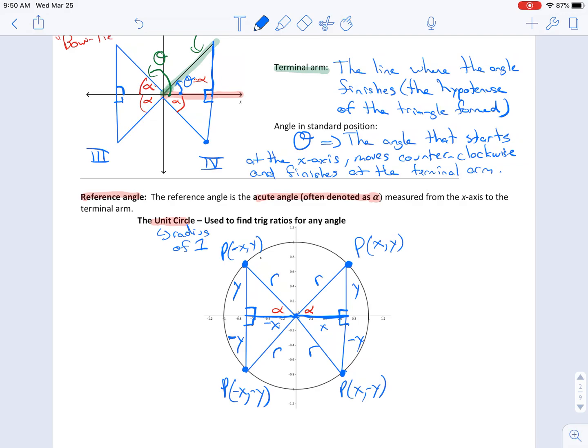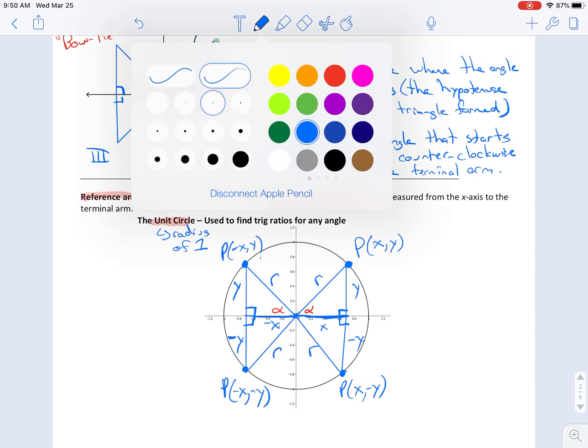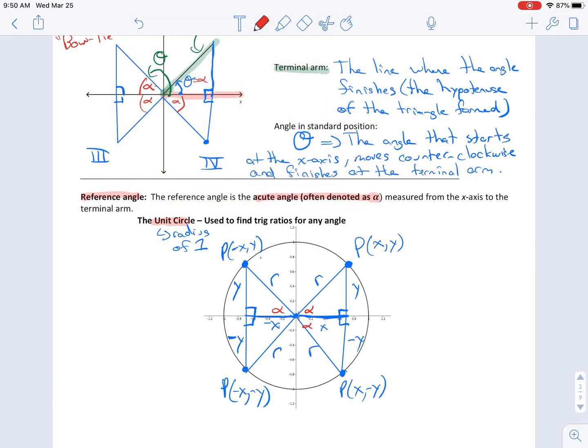So when you look at this, first I'll put in my alphas. So those are the related acute angles here, here, here, and here. If I was to find sine of alpha, it doesn't matter which quadrant I'm in. Sine is always the opposite over hypotenuse. In all of these, that's going to be y over r. What's going to happen, though, is that sometimes y is negative. It depends which quadrant we're in.